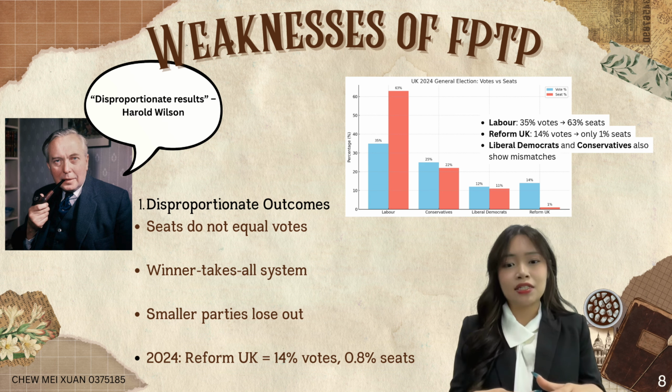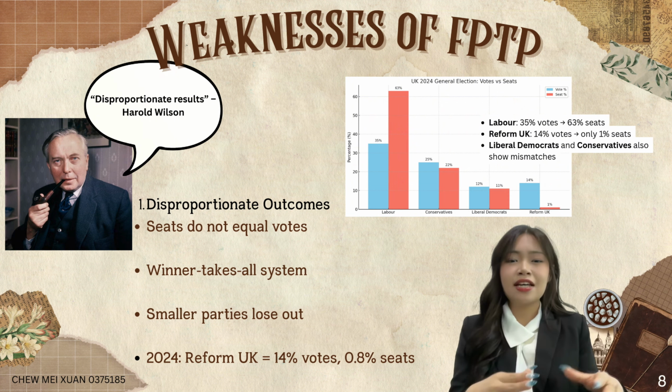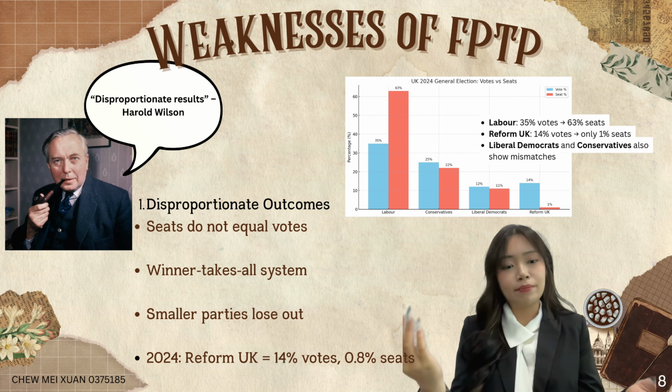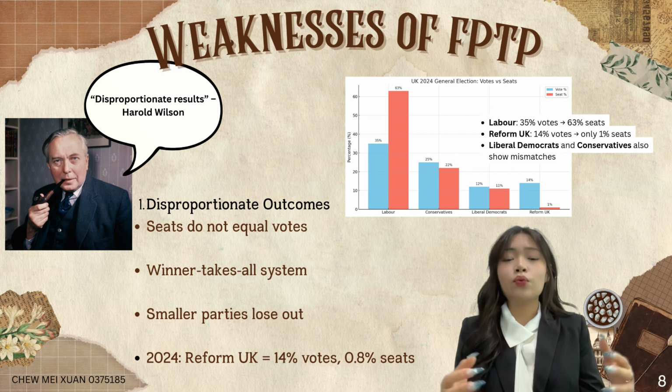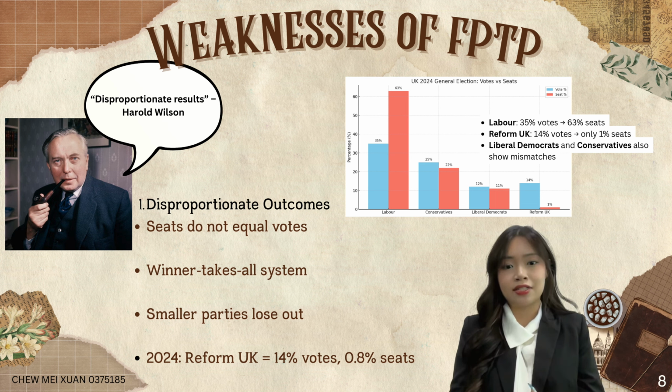The core weakness, as Wilson pointed out, is the profound disconnect between the number of votes a party receives nationally and the number of seats it wins in Parliament. FPTP is a winner-takes-all system in 650 individual constituency contests.